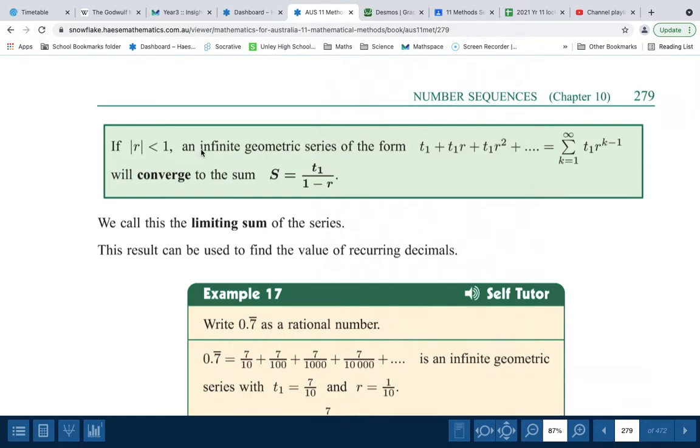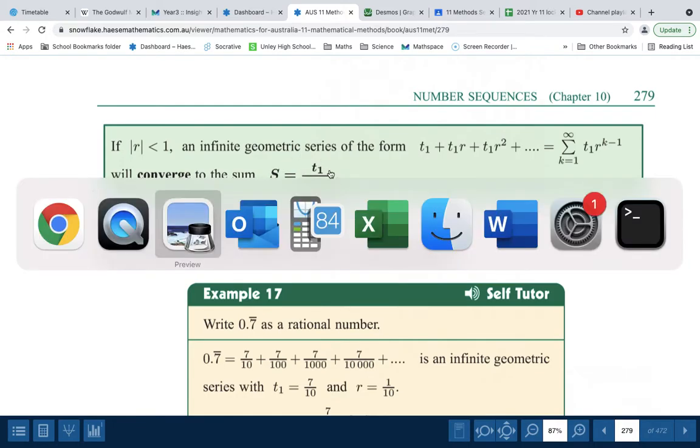So for R values that are smaller than 1, or modulus R, you get this infinite geometric series. It's a bit like if you were graphing it, there'd be an asymptote and you'd get closer and closer to some particular value. Right? So let's just derive this formula here because it's quite easy to do.